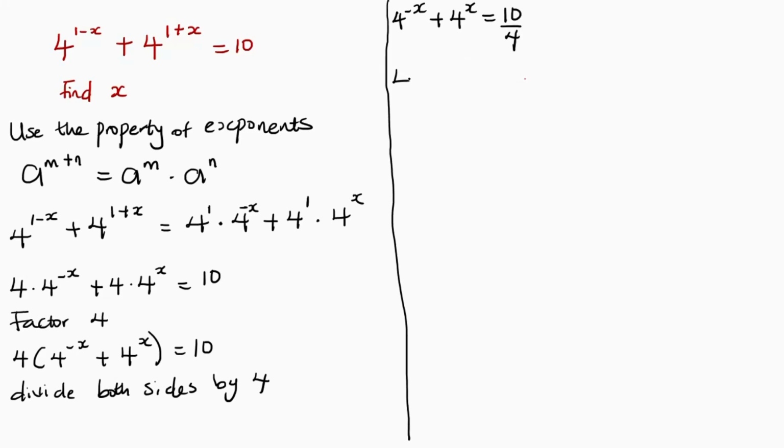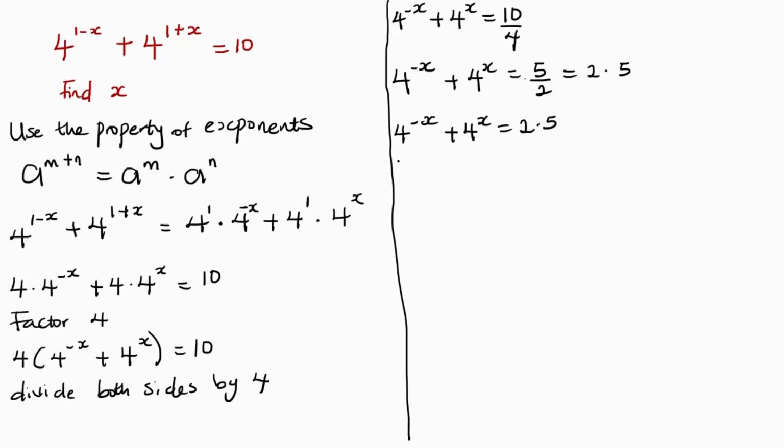And this is going to give us 4 raised to the power of negative x plus 4 raised to the power of x is equal to 5 over 2. But if we divide 5 over 2, we are going to have 2.5. So right here we have 4 raised to the power of negative x plus 4 raised to the power of x is equal to 2.5.